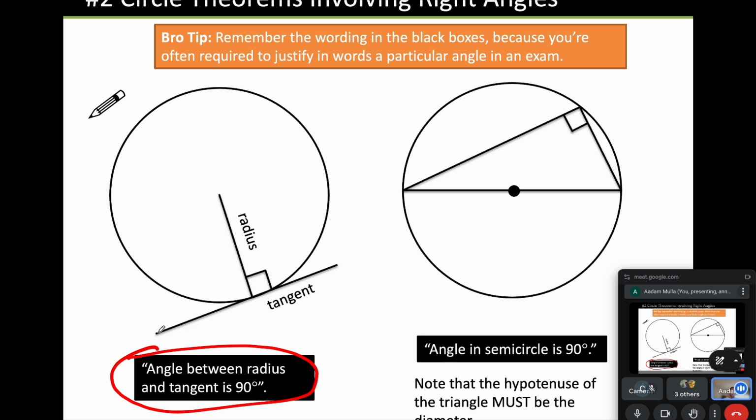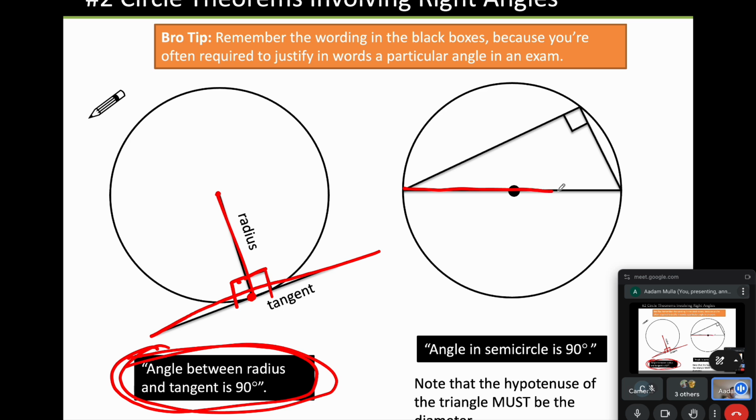If we have a line that is a tangent to a circle, tangent just means it's touching the circle at one point. We have a radius, so center of the circle to the edge, that will be 90 degrees and that will be 90 degrees. So just remember, if you've got a line that touches a circle, that'll be 90, that'll be 90. That's the first one. If you want to write that down, that's how you would remember it, but you can just remember if there's a tangent, it's going to be 90.